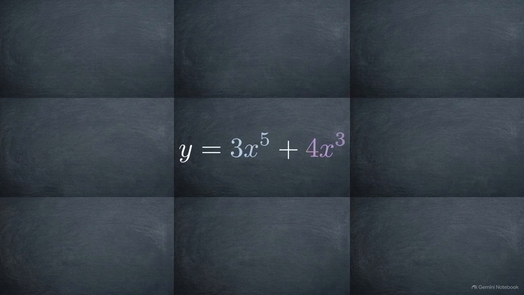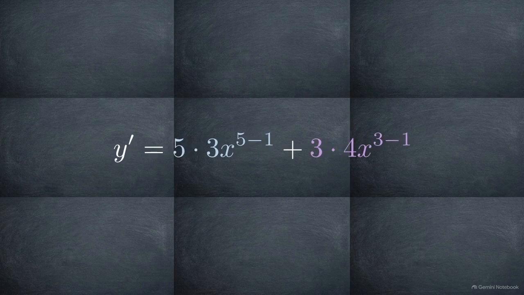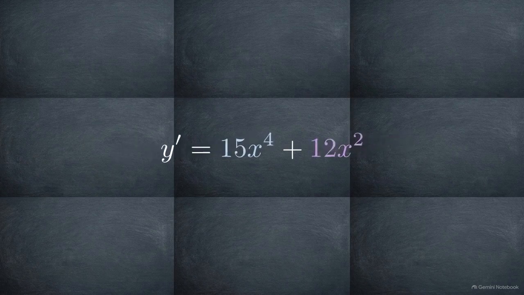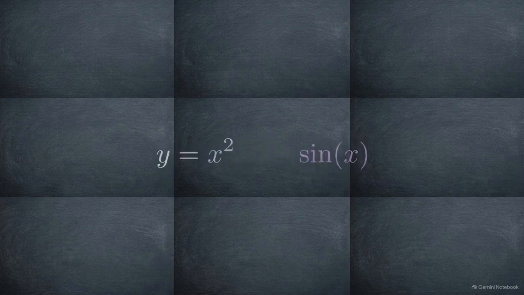For a simple string of terms, like y equals 3x to the 5th plus 4x cubed, the process is straightforward. You differentiate each piece separately by bringing the power down to multiply and reducing the exponent by 1. That rule gives us 15x to the 4th plus 12x squared.